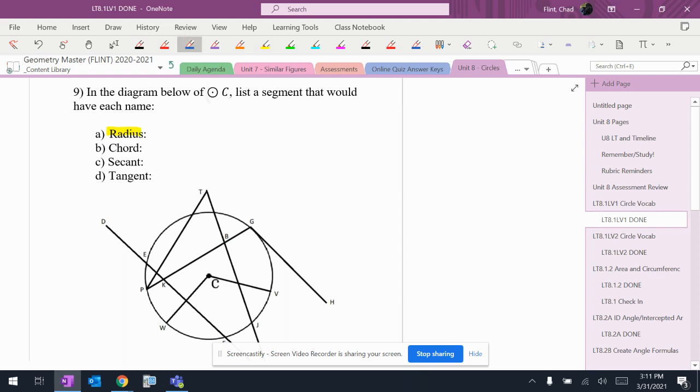All right, and it says right here that circle C. Whoops, circle C. So we've got to start at the center. So I'm going to say my radius is right there. All right, so CB with a line segment on top.